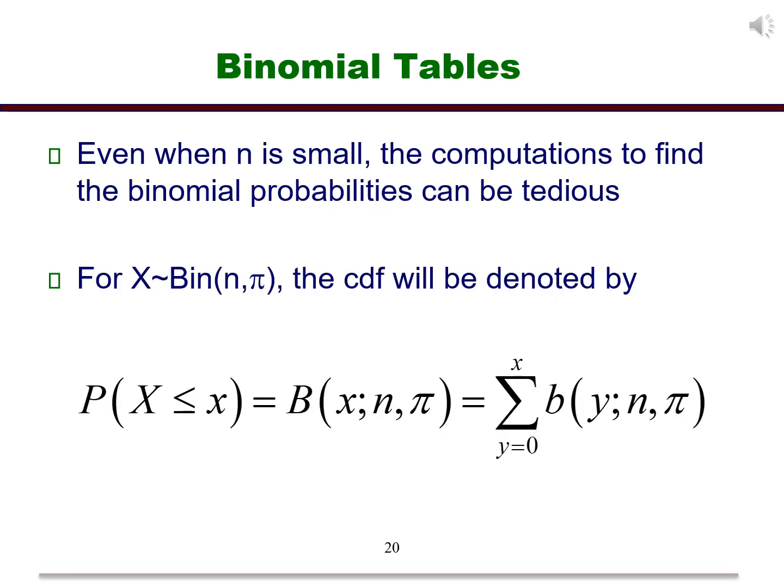Now, a problem that we can come across is that even when n is small, the computations to find the binomial probabilities can be tedious. For example, what if n were equal to 20 and we would like to know the probability that x is less than 12? We don't want to do probabilities for 11 through 0 or 12 through 20. To meet this end, binomial tables have been created based on the CDF for a set of given n and pi. Since there are many different combinations of n and pi, these tables have limitations. Most statistical packages have built-in probability distribution calculators. Minitab is one of these.